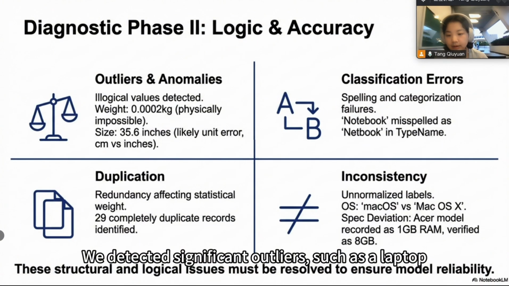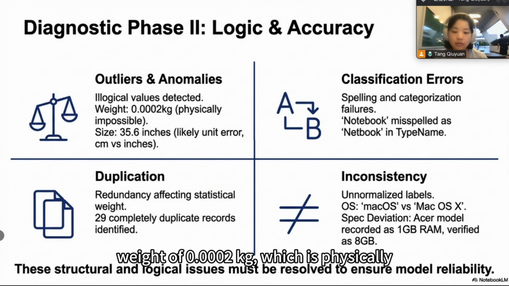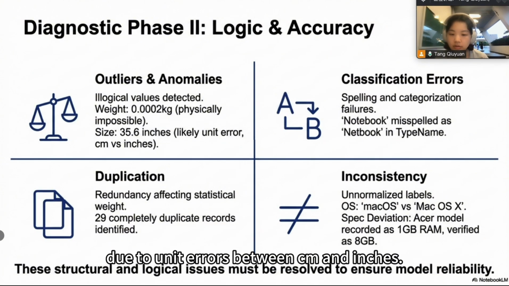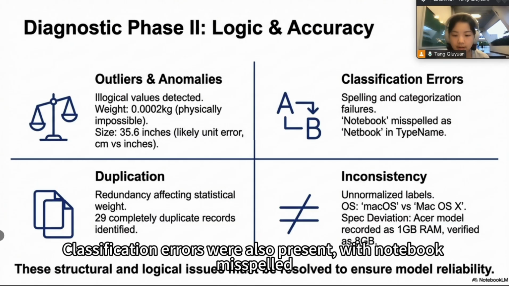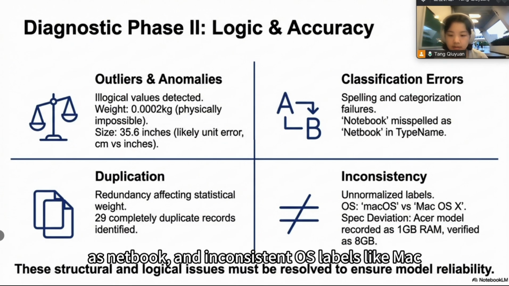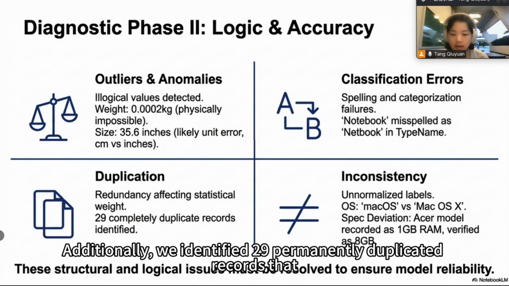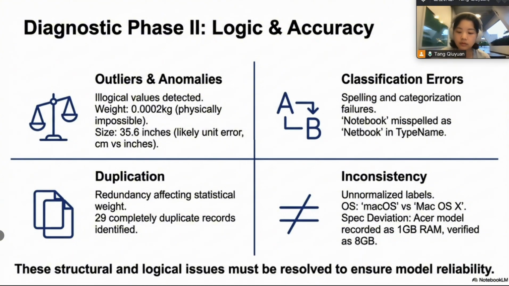In the second diagnostic phase, we shifted our focus to logic and accuracy. We detected significant outliers, such as a laptop weight of 0.0002 kilograms, which is physically impossible, and screen sizes exceeding 35 inches, likely due to unit errors between cm and inches. Classification errors were also present, with notebook misspelled as netbook and inconsistent OS labels like macOS versus macOS X. Additionally, we identified 29 completely duplicated records that would skew our statistics.